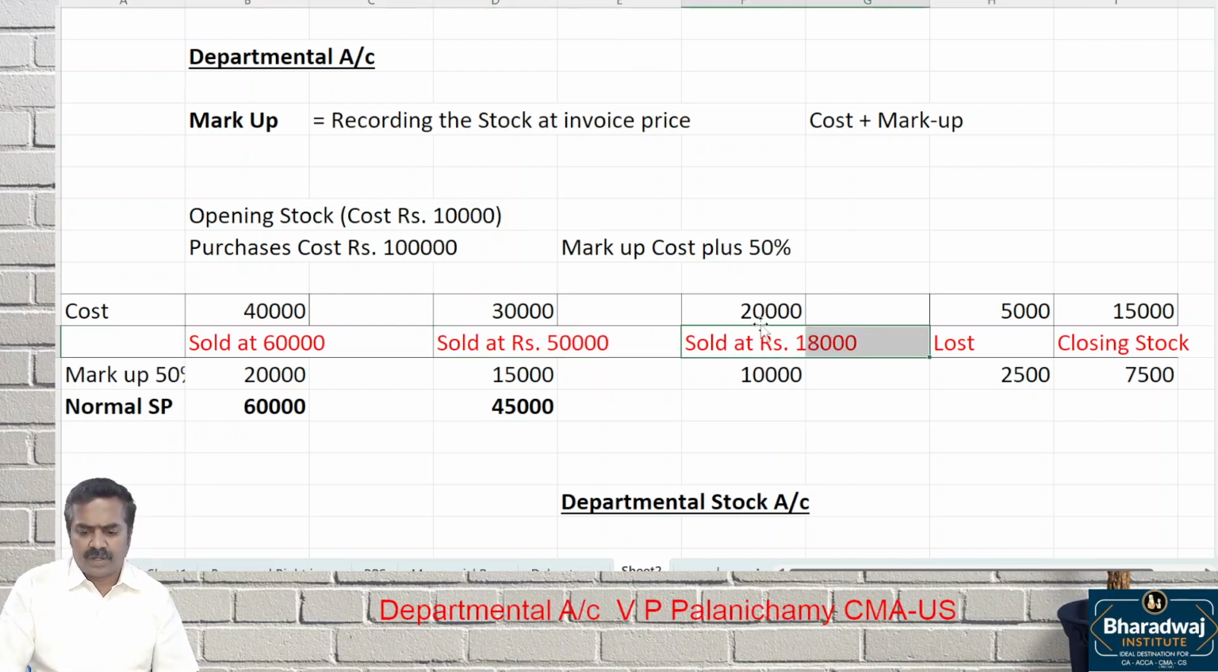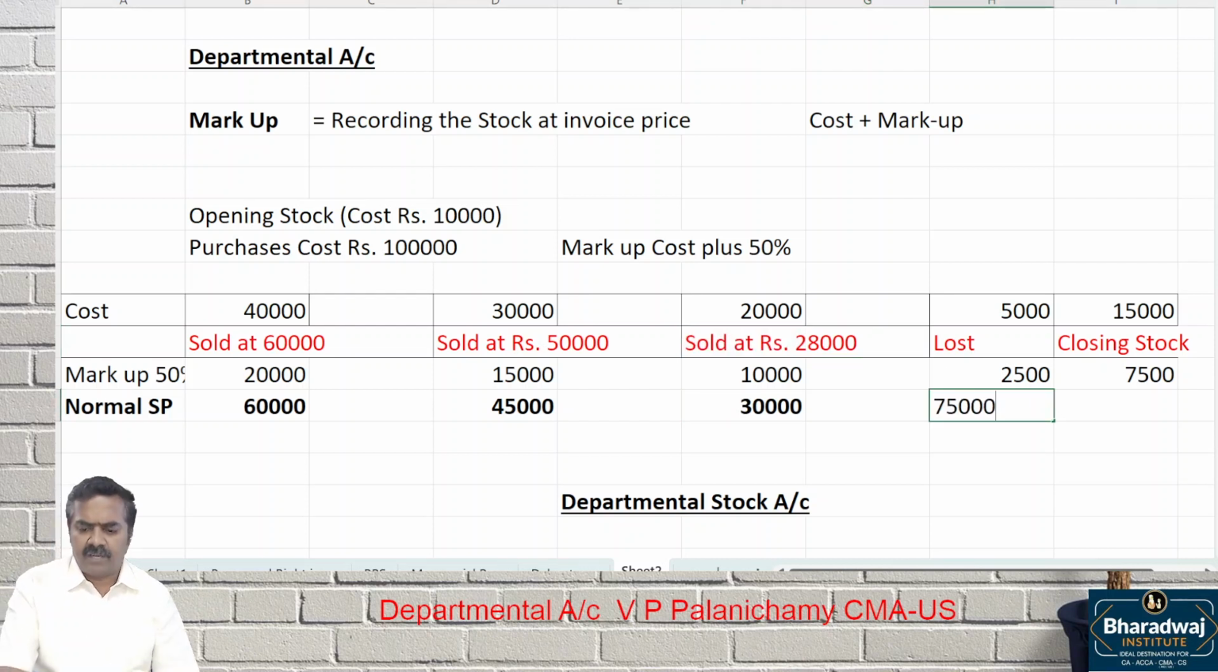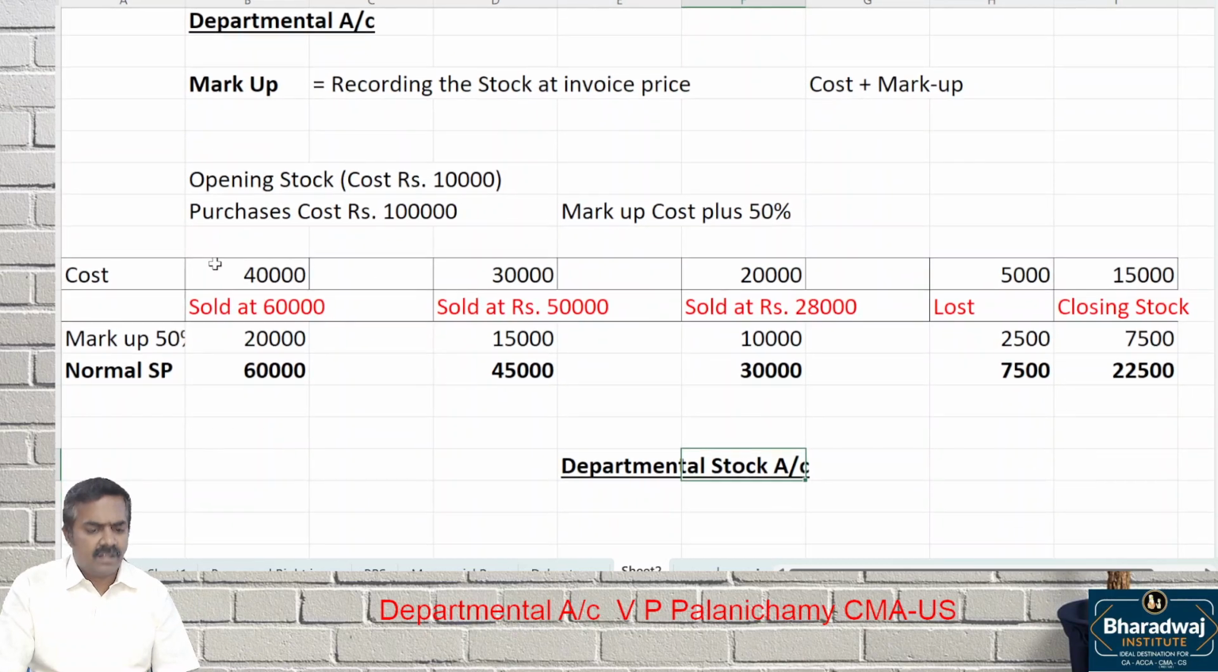Then this one, 20,000 plus 10,000. What is the expected selling price? 30,000. But it is sold for 28,000. Which means the normal selling price expected from the customer is 30,000, but sold for 28,000. Some items having an invoice price of 7,500 have been lost. And closing stock, what is the normal selling price of closing stock? 22,500.